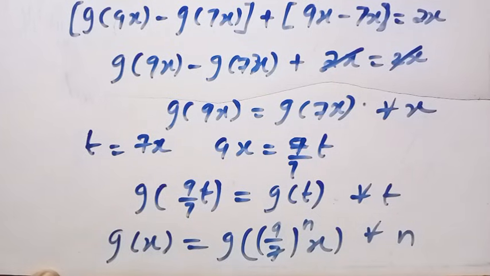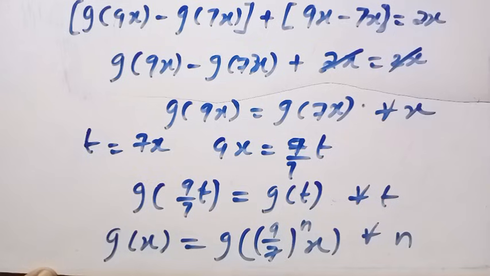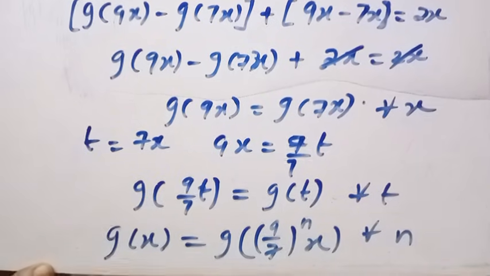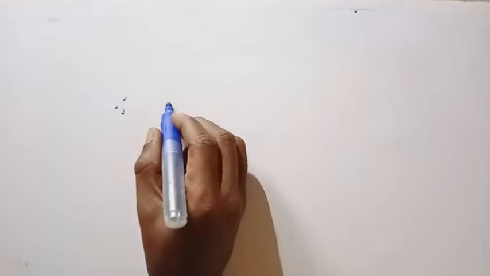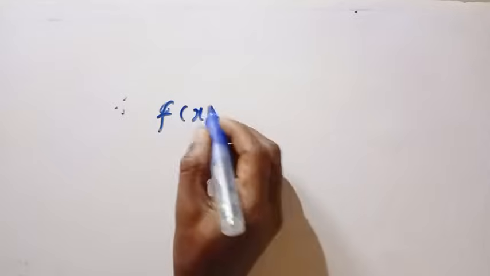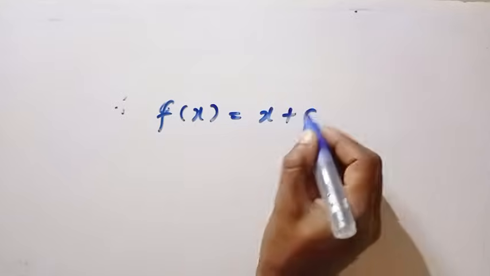Then for every continuous function, g is a constant. And since g is a constant, we can just deduce the value of f of x as x plus a constant. Therefore, the value of f of x equals x plus c.